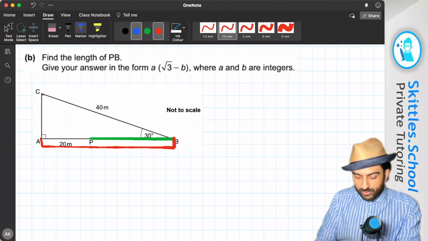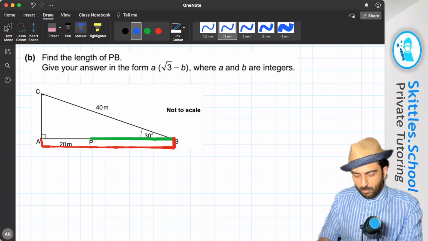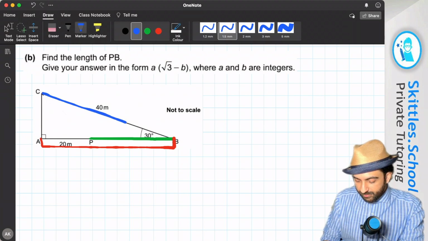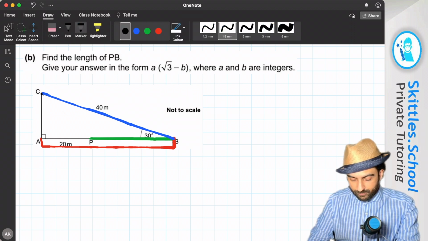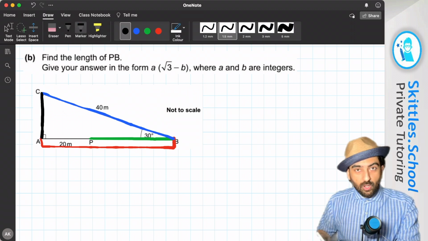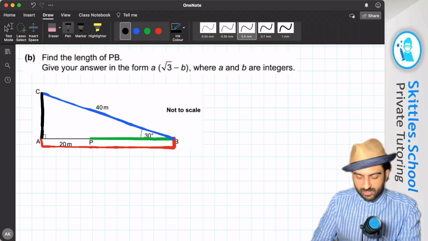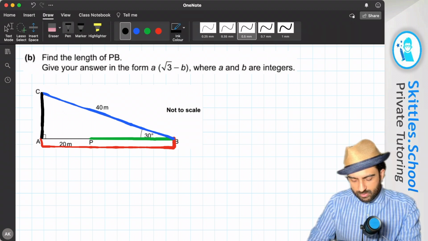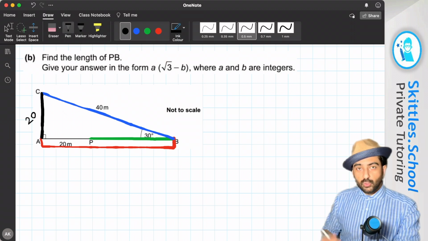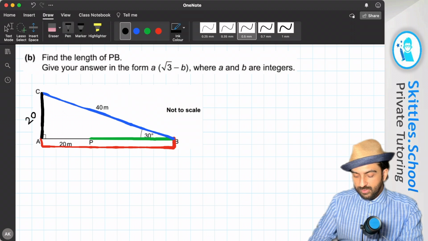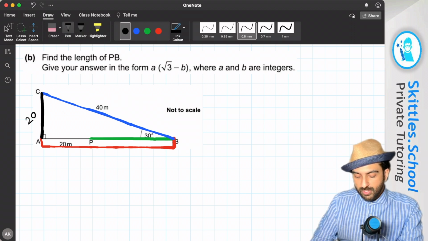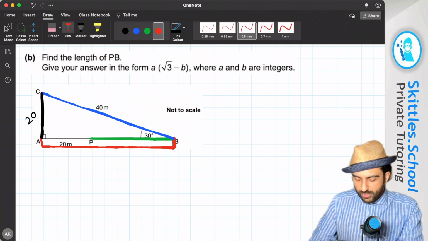So looking at this triangle, we've got the bottom, we've also got the long side, and we've got this side on the left. Now the left hand side, we already know the length because it told us in the previous question. It's 20 meters. So we can use Pythagoras' theorem.